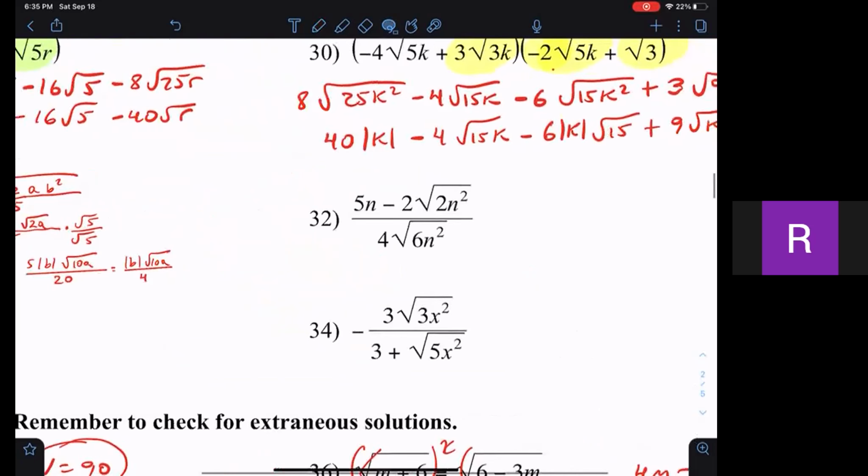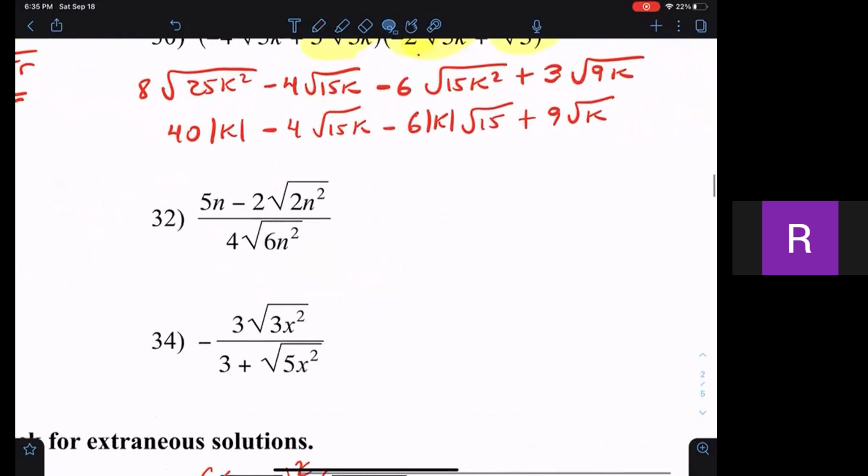So 32. Here the only thing I need to get rid of is the radical, right? So I'm going to multiply by root 6 in this case, because I already have a root 6 here, right? So if I multiply by root 6, that's going to come out, and I have n squared, so that's the only thing I need to do. So multiply by root 6.